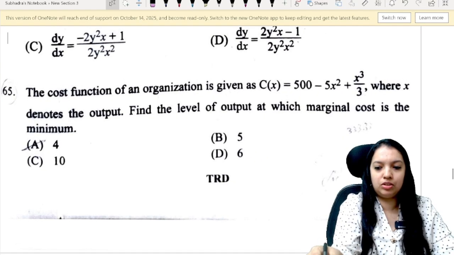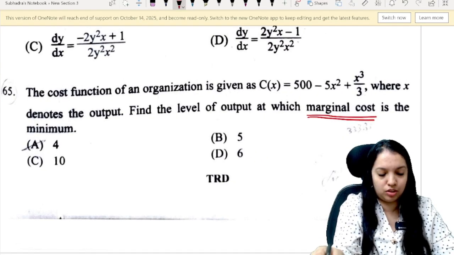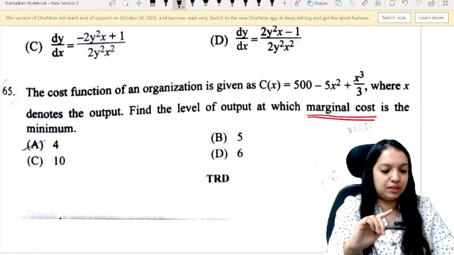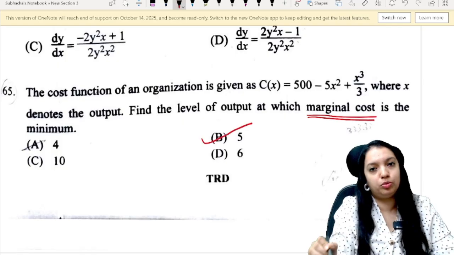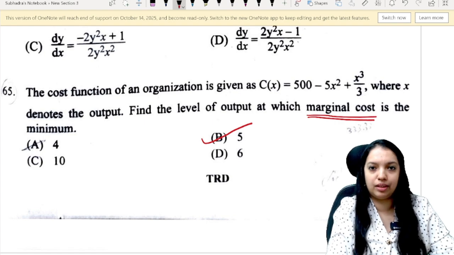65th question is about calculation of minimum marginal cost. For the answer, calculate the derivative, and it has to be minimum, so the value comes down to option B, which is equal to 5.